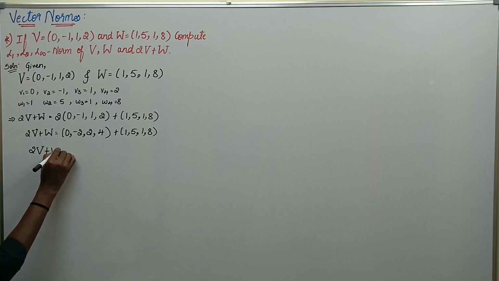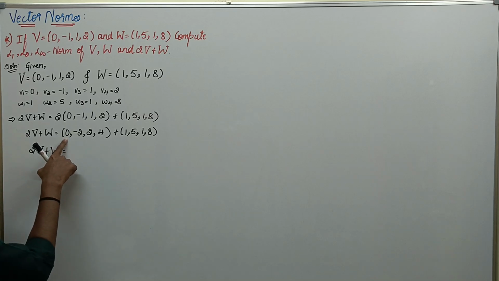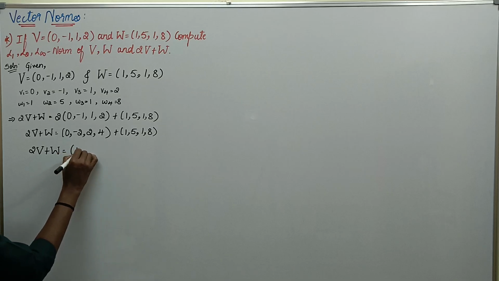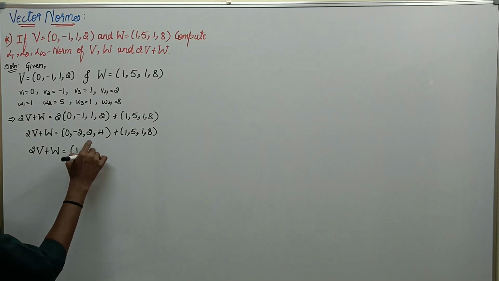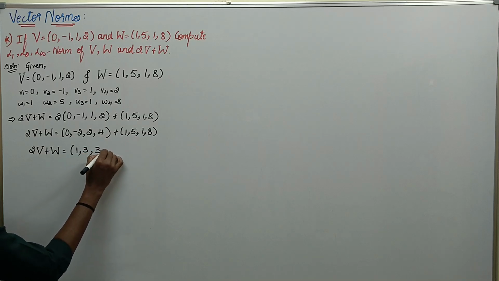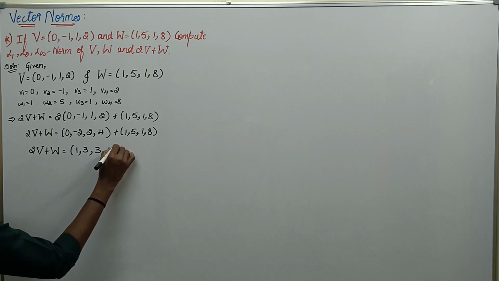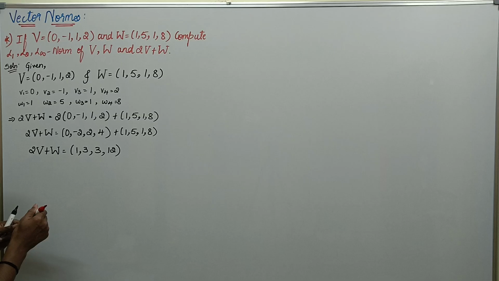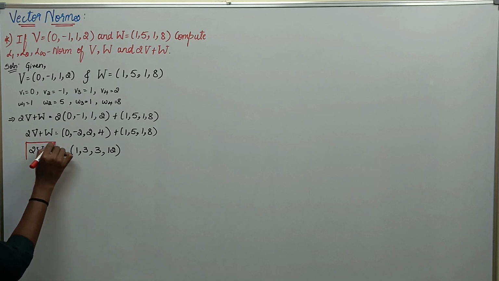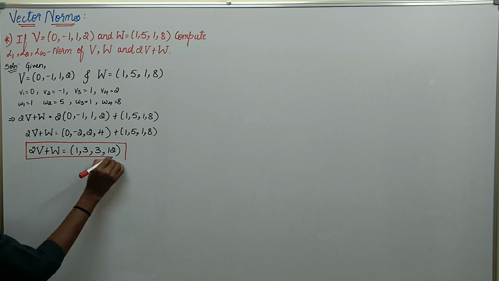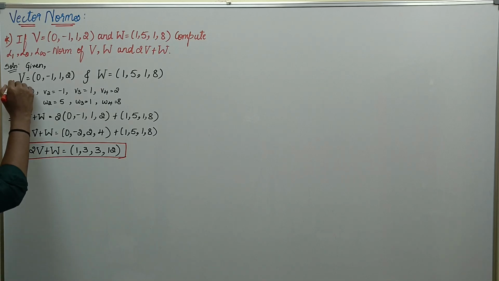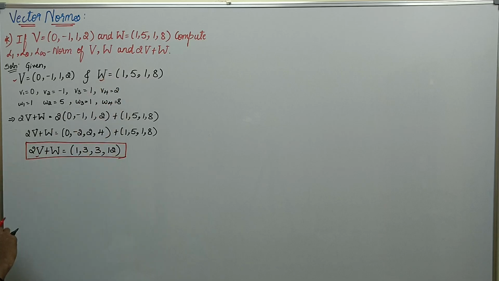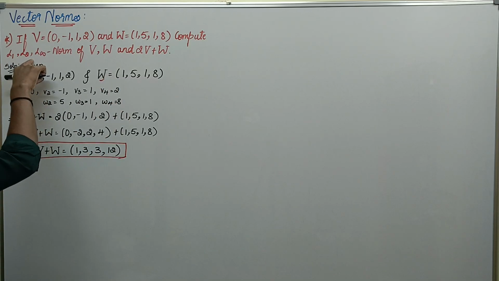2V plus W is equal to 0 plus 1, 1, -2 plus 5, you get 3, 2 plus 1, 3, 4 plus 8, 12. This is the value of 2V plus W. Now we have V, W and 2V plus W, so now we can find L1, L2, L infinity.